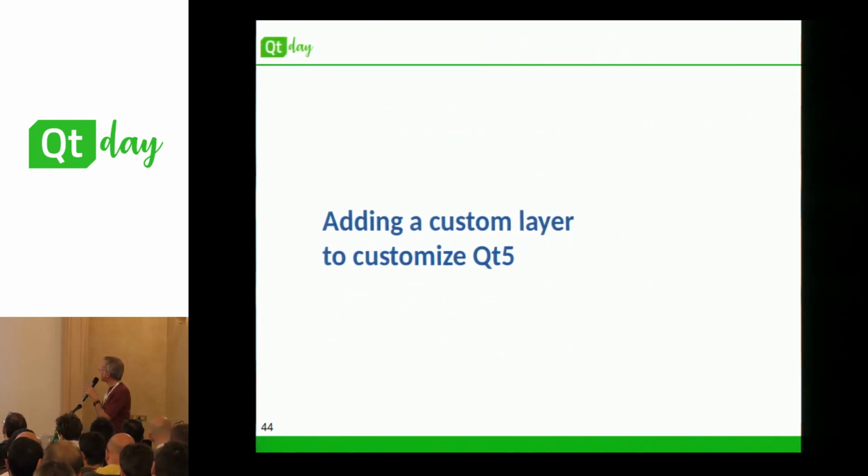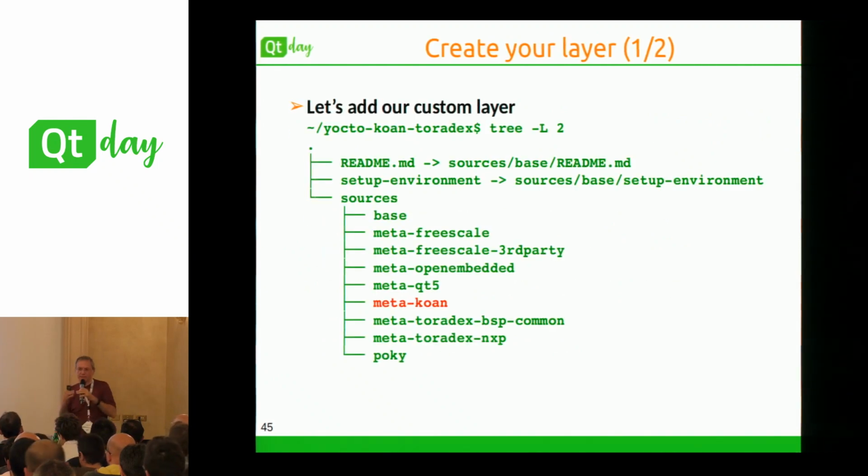How can you add a custom layer to customize Qt5? This is the last step in your Yocto adoption for building your distribution. Once you have all the system working, typically you can start with Yocto, the meta-freescale, and whatever you want for your hardware. You can add Qt5. You can start building, I don't know, the Cinematic Experience, and you can see if everything is working.